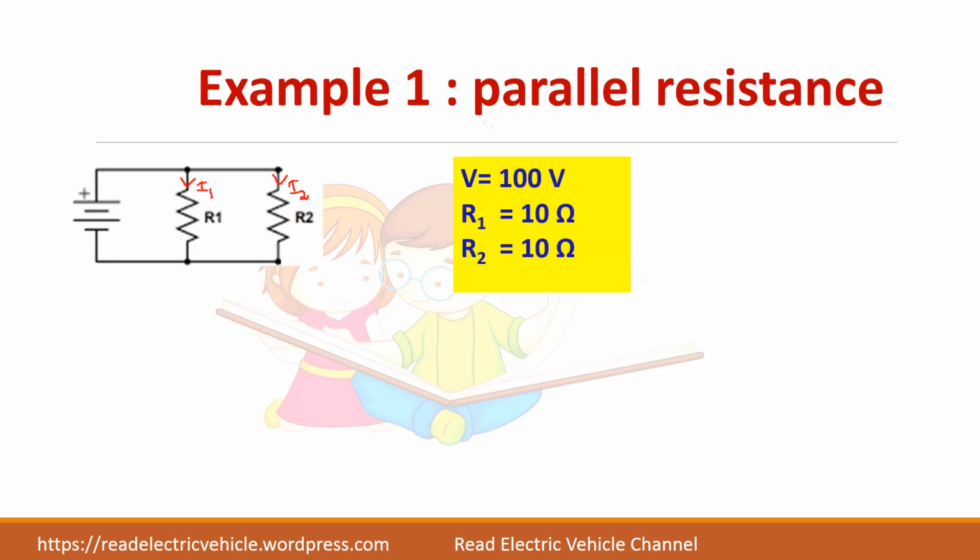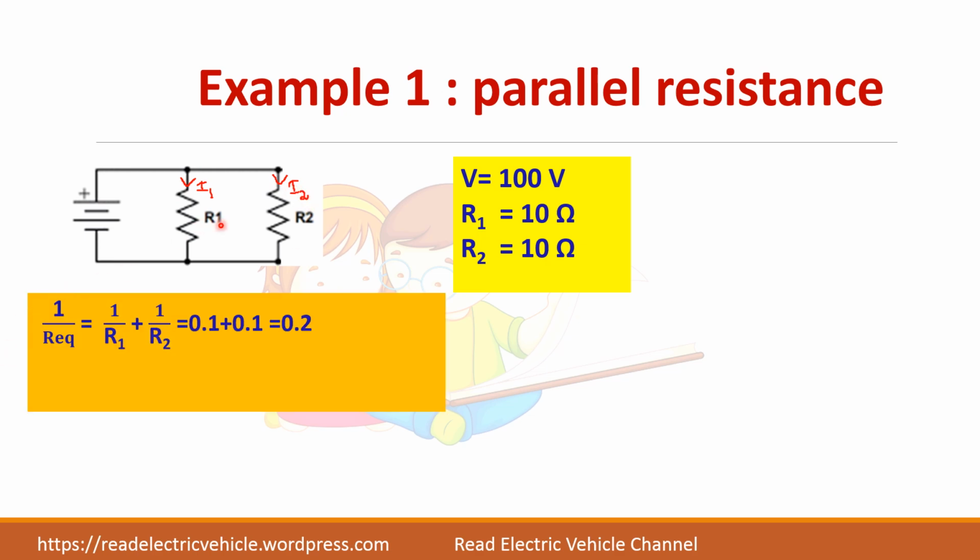Now let us see some example for resistance in parallel. So here two resistors are parallel and each have the same value. Now let us find what is I1 and I2. So before that, let us find what is the R equivalent. So 1 by R equivalent equal to 1 by R1 plus 1 by R2. So 1 by 10 is 0.1, 1 by 10 is 0.1. So 0.2 is equal to 1 by R equivalent. You have to find R equivalent is 1 by 0.2 equal to 5 ohms.